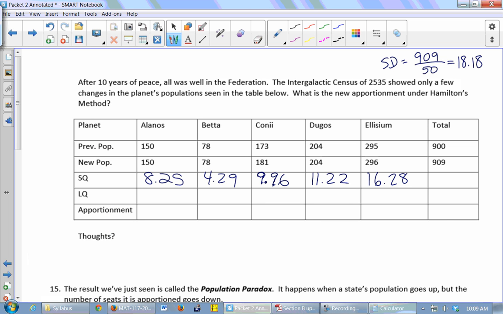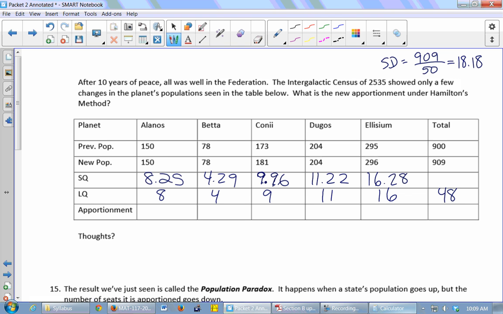Okay, so then we do lower quotas, we run them all down, we get 8, 4, 9, 11, 16, and when you add those up, you get 49, 48. 12 plus 9 is 21, 32, 48. Okay, so I have two seats left to give out. Who should get them?